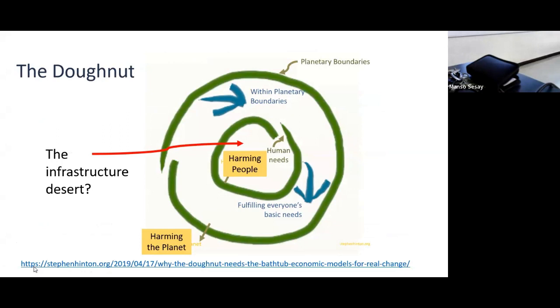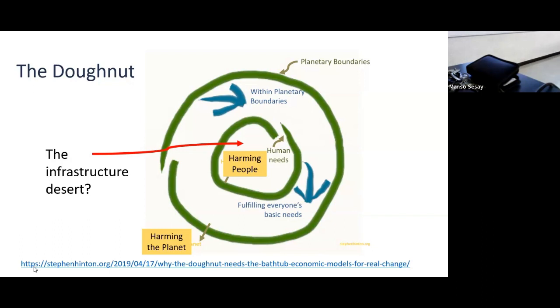You fall into the hole, you don't have access to anything. You don't get to vote, you have no rights. So stop people from falling into the hole. The outside boundary is the planetary boundary. Do not infringe upon the planetary systems like the atmosphere, like water, like CO2, like all of these things out there. Don't do that. Live in the dough.